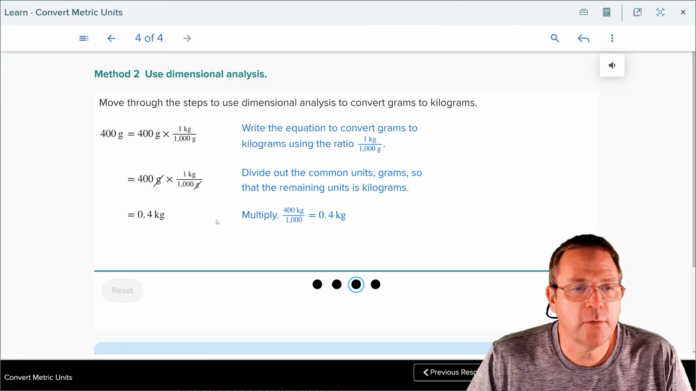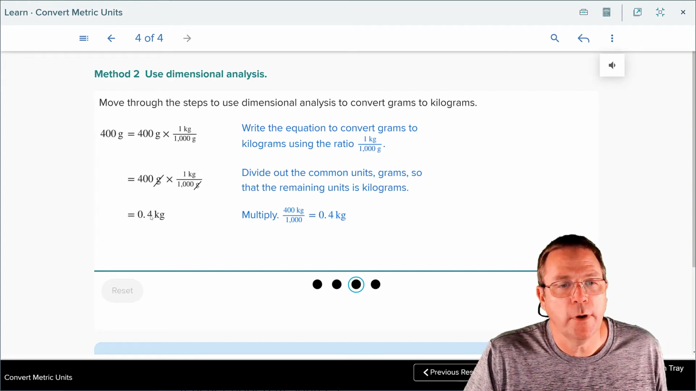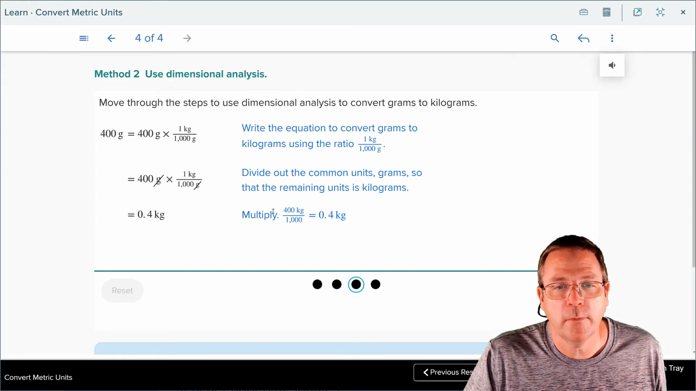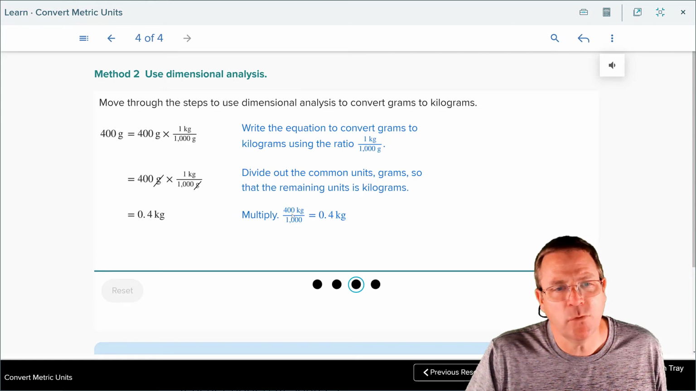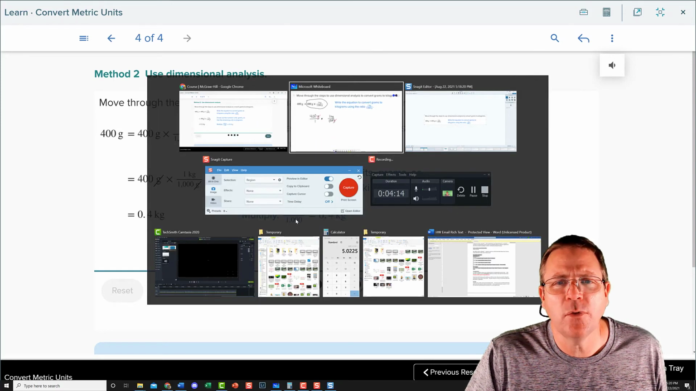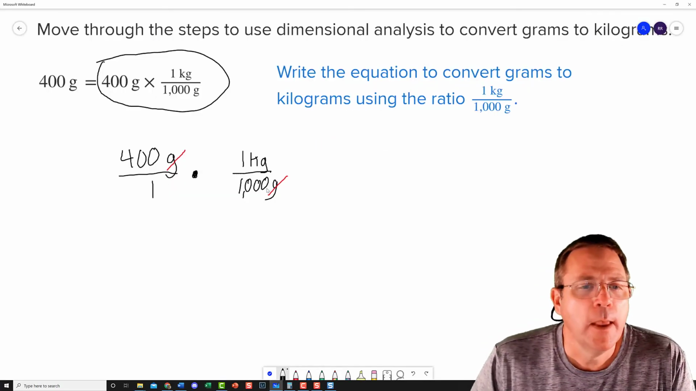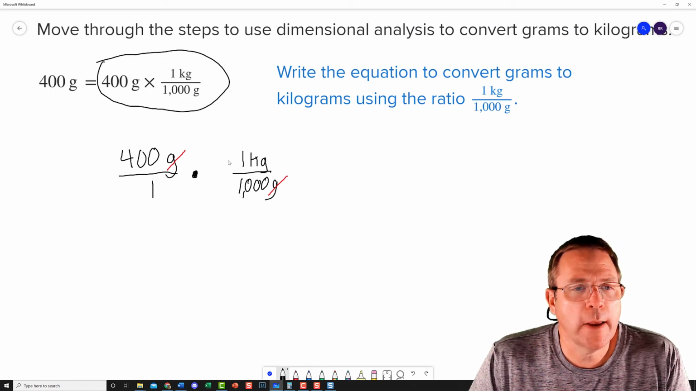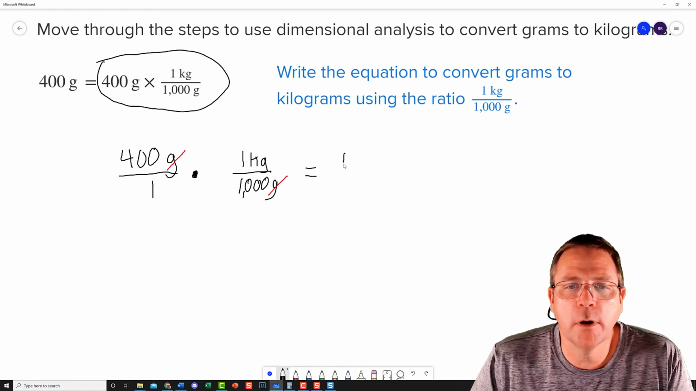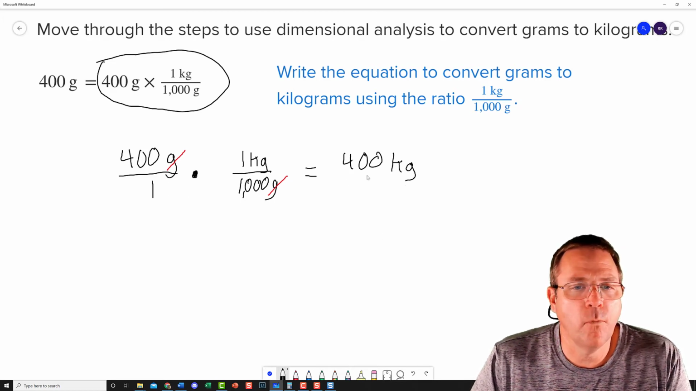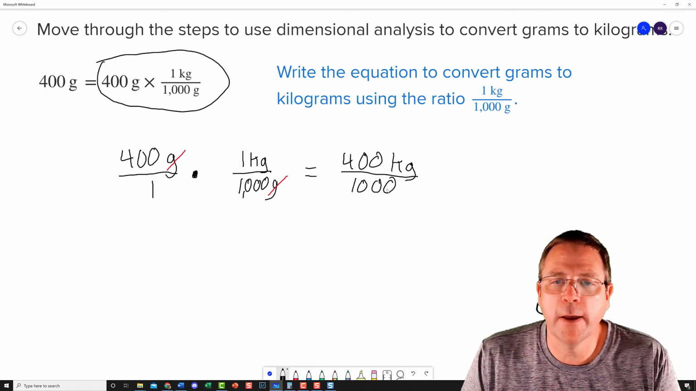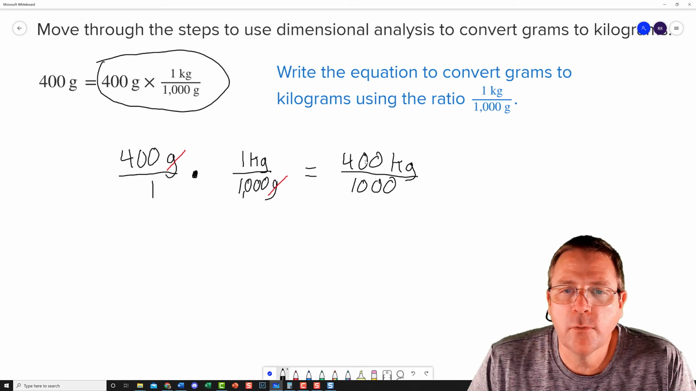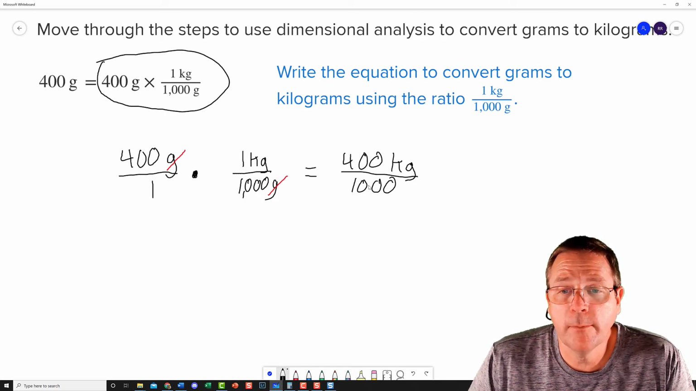From there, your textbook did some magic voodoo stuff, throwing down the 0.4 kilograms, and they kind of sort of showed you, but they really didn't. So let's look at what actually happens there. The grams are gone, so I have 400 times 1, which is equal to 400, and the kilograms are still there. And then I have 1 times 1,000 for my denominator. So what we've got is 400 divided by 1,000.